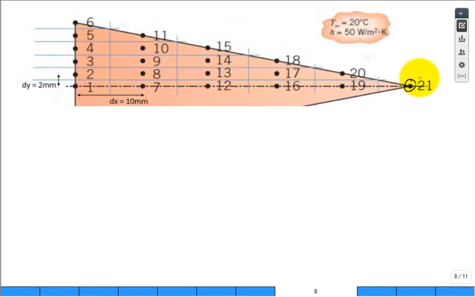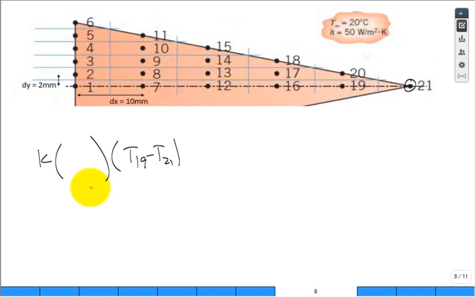Because node 21 is a little unique, isn't it? So how many conductive pathways into node 21? Only one, isn't it? Only one. See, 20 doesn't go into 21, only 19 into 21. So T19 minus T21 with the K, and then I have to get the right area divided by the length.